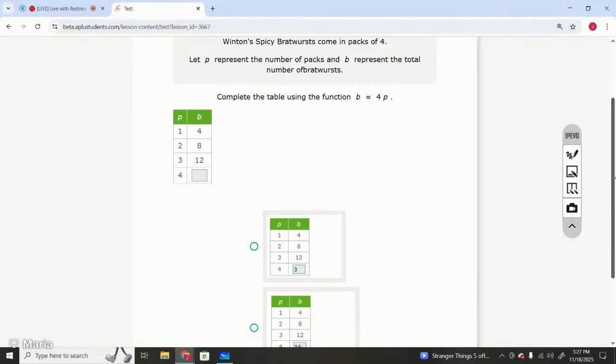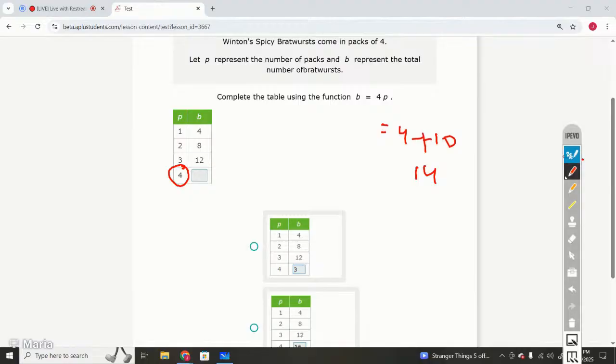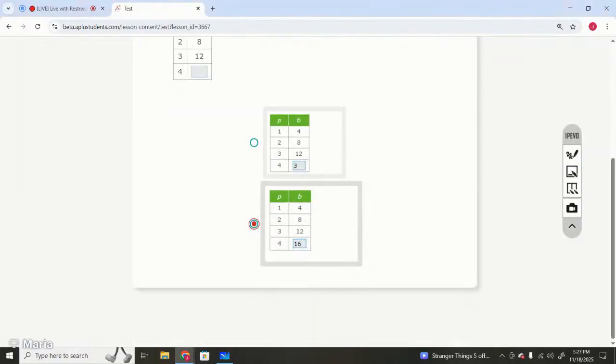Complete the table using the function b equals 4p. We need to find the value of b when p equals 4. So replace the variable p with 4. So 4 times 4 is 16. The correct option is b equals 16. So that means when p equals 4, b equals 16. Option number 2 is the correct option.